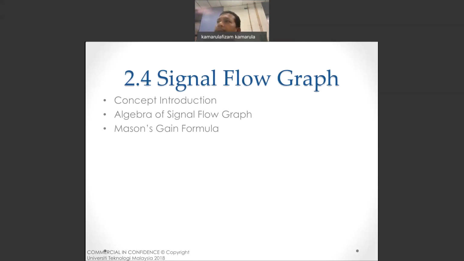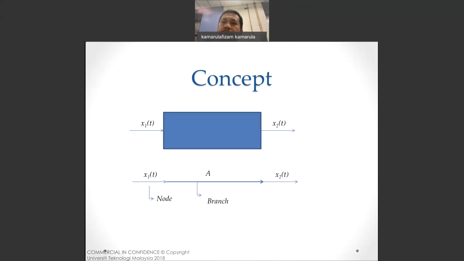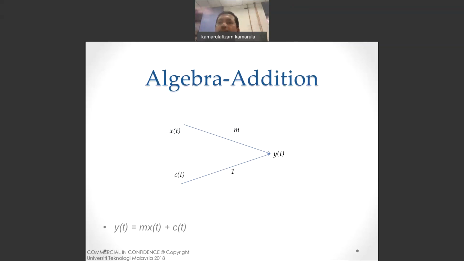The next one here is the signal flow graph. The signal flow graph is the concept of how we play around with the subsystems of any, I would say, control system, which is the signal lines. All right. This is the concept. If you have x1(t) the input and x2(t) the output, you can create a node or create branching for this kind of block diagram. For example, if you have two signal flow graphs joining at y(t), here you have the formula y(t) is equal to m x(t) plus 1 multiplied by c(t).